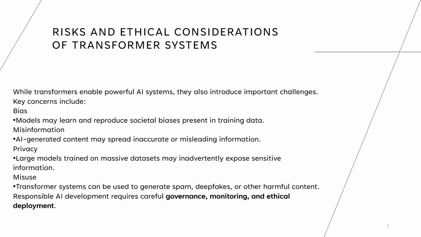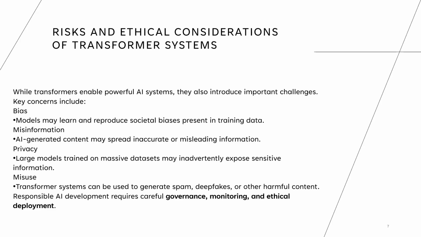As powerful as transformer-based AI systems have become, they also introduce important risks and ethical challenges that we must carefully consider. One major concern is bias. Transformer models learn patterns from extremely large datasets, and those datasets often reflect the biases that exist in society. As a result, the model may unintentionally reproduce or amplify those biases in its predictions or generated content.